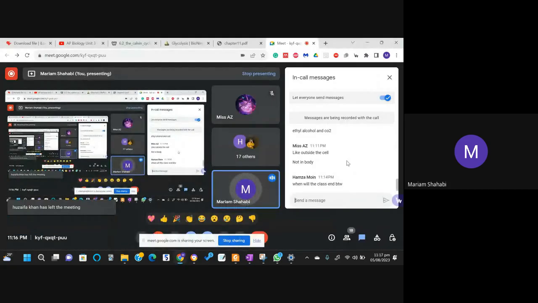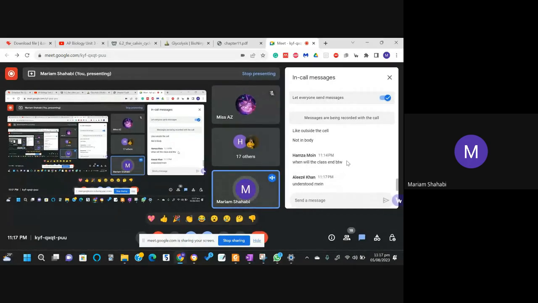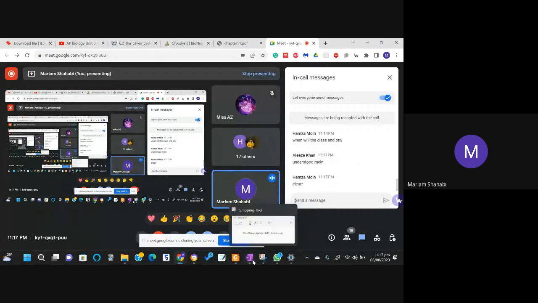When will the class end? It's about to end. बस हो गया. We actually had some time left, तो मैंने थोड़ा सा time लगा के ये fermentation भी बता दिया. Is that clear? Is everything clear so far? Okay, I'm glad. ठीक है.